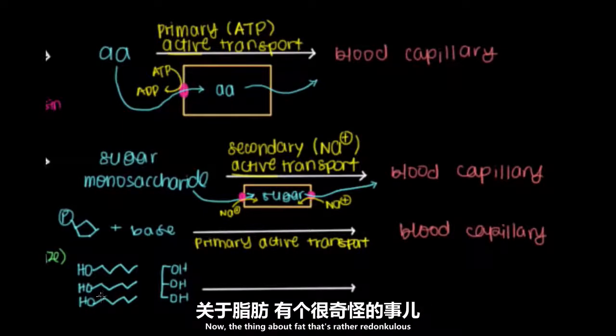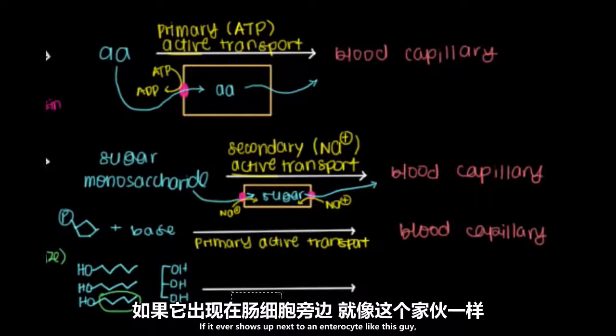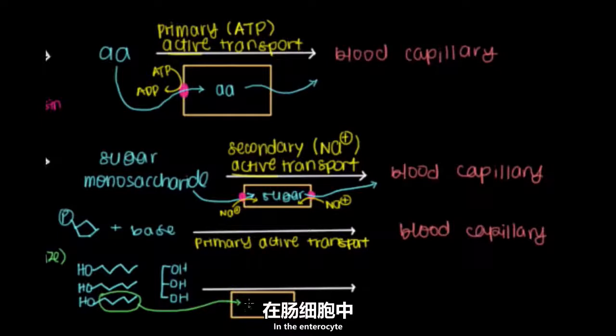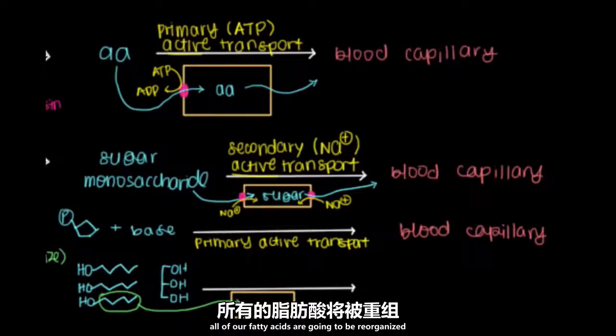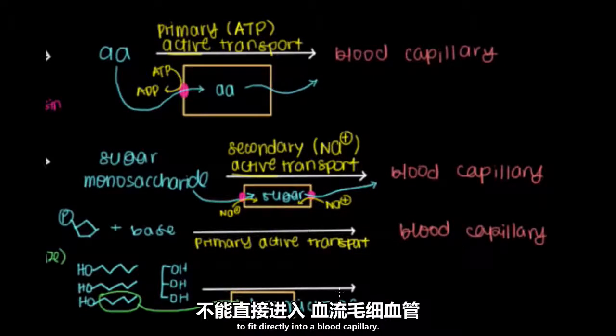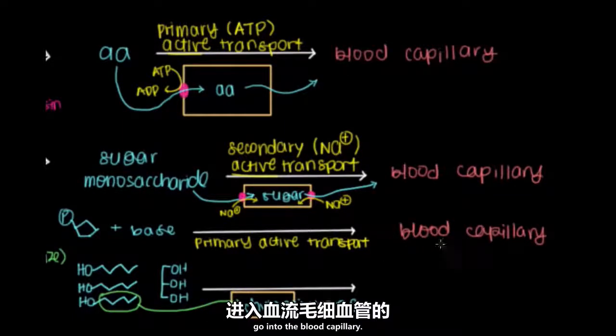Now, the thing about fat that's rather redonkulous is that because it's got this really nonpolar tail, if it ever shows up next to an enterocyte like this guy, all it has to do is just diffuse across the membrane, and then it ends up on the inside. In the enterocyte, all of our fatty acids are going to be reorganized into what are called chylomicrons. And like the name, chylomicrons themselves are too big to fit directly into a blood capillary. I couldn't even fit it here in this enterocyte, so it doesn't actually directly go into the blood capillary.